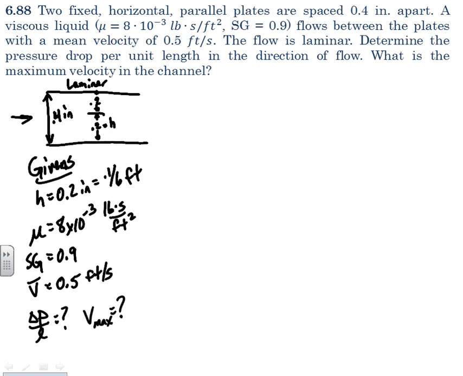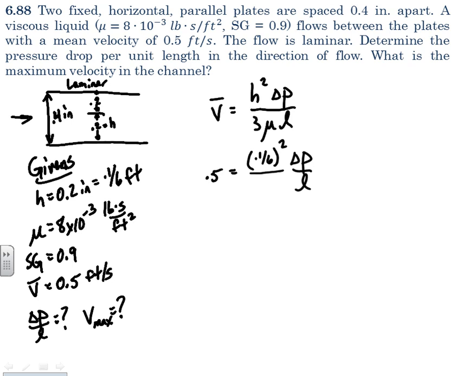Okay. So from our discussion on flow between parallel plates, pressure-driven flow in a slot, we came up with an expression for the average velocity, and that was equal to h squared times delta P divided by 3 mu times L. So I have a bunch of these from my givens. So V bar is 0.5. H, we said, was 0.1 over 6 feet squared. Delta P over L is what we're trying to solve for. And then we just have 3 times mu, which is 8 times 10 to the minus third.